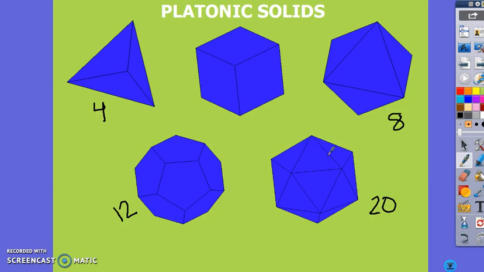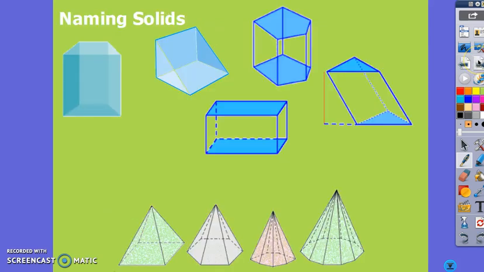And then the only other regular polygon that can even make a solid like this is the cube. And that has 6 faces that are each squares. They're regular quadrilaterals, right? So 6 squares make a cube. So those are the Platonic solids. Lovely, amazing Platonic solids. Next, let's talk about naming solids.